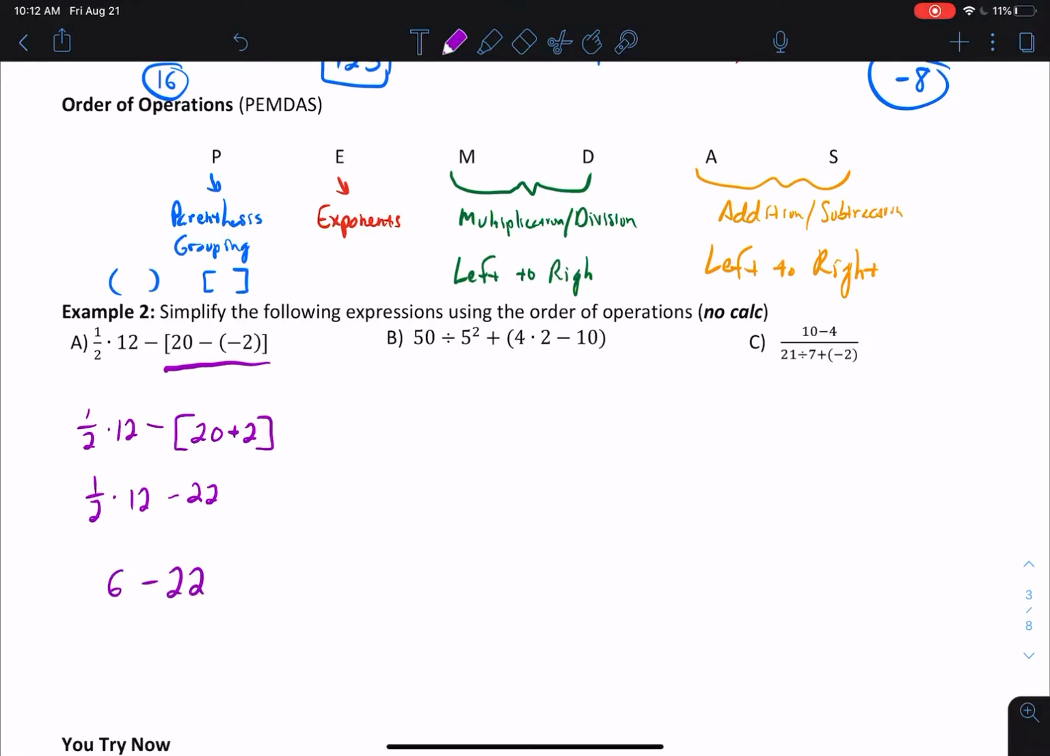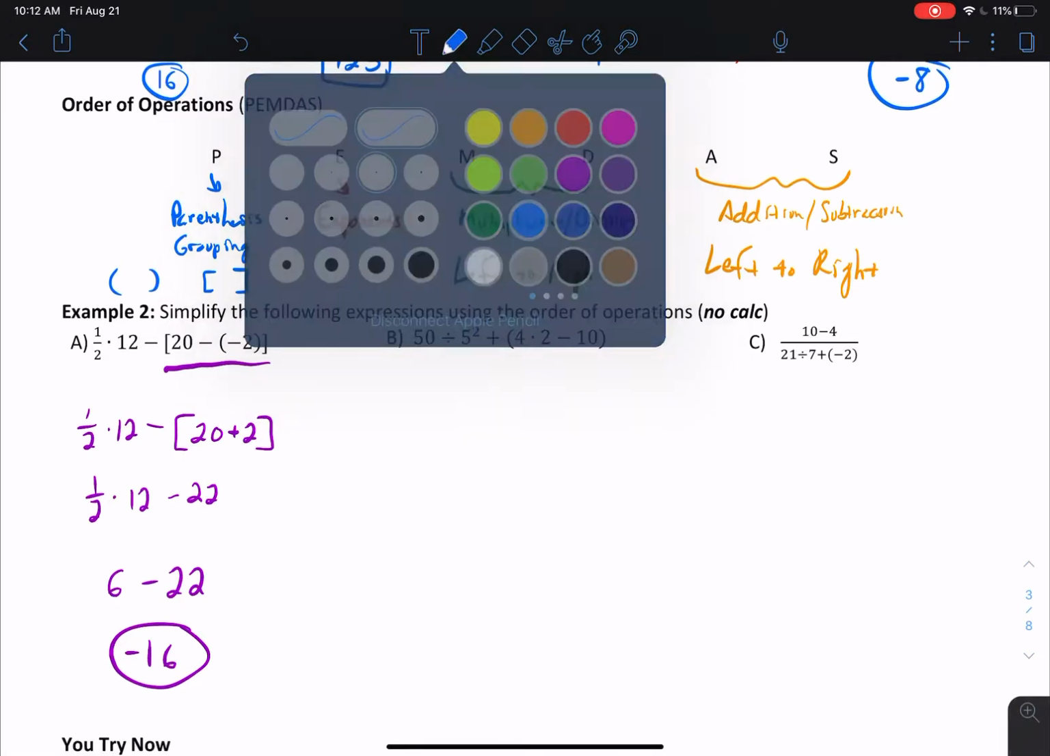And then the last thing, no more multiplication division. So I just have addition, subtraction. I do 6 minus 22, and I will get negative 16. Okay, so this long, complicated expression that we began with simplifies to just give me negative 16. Okay, let's do another one.